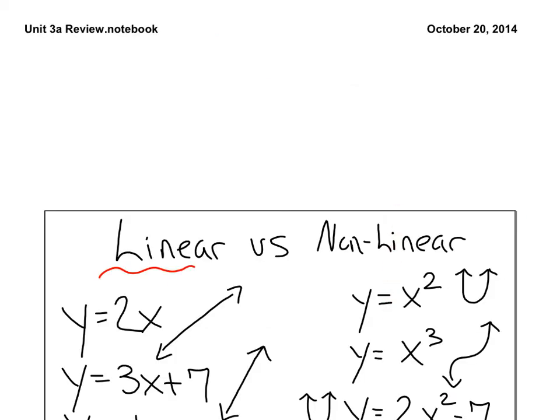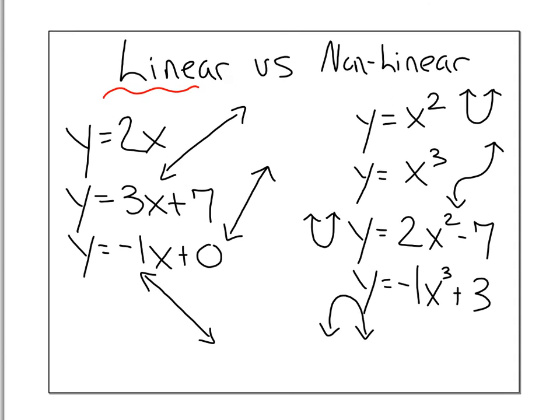Linear versus nonlinear. You need to be able to recognize, looking at your equations, what would make the graph linear, or a line, versus nonlinear, when you would have a parabola or that squiggly shape. So exponents help make it nonlinear. If you see a little 2 exponent or a 3 exponent, that means it will not be linear.